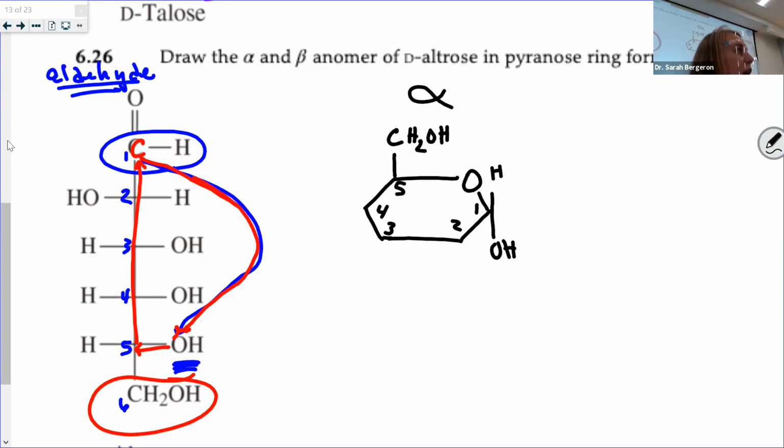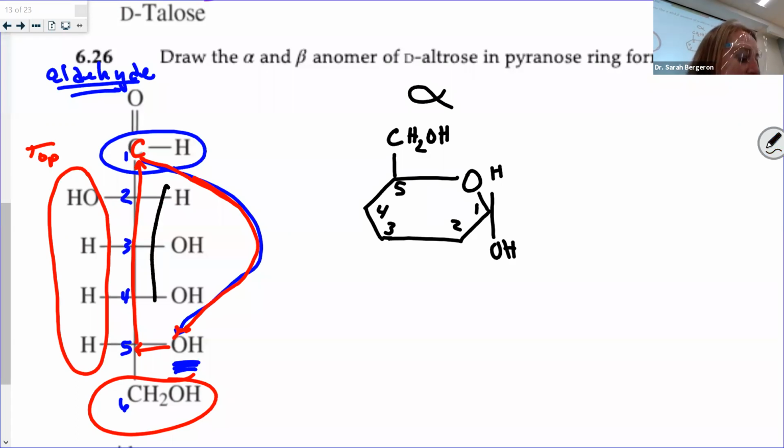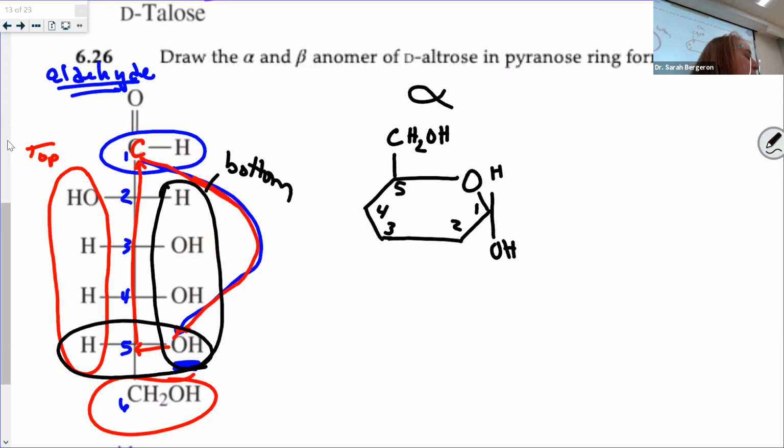Now, when you look at a Fisher projection, if we look at the groups that are here on the left, are they going to go on the top of the molecule or on the bottom of the molecule? They're going to go on the top. The ones here that are on the right are going to go on the bottom. Unless you're making an alpha and beta anomer, right? And then you have to put it in the right place for this last one right here. But we've already done that one. So now fill in the rest.